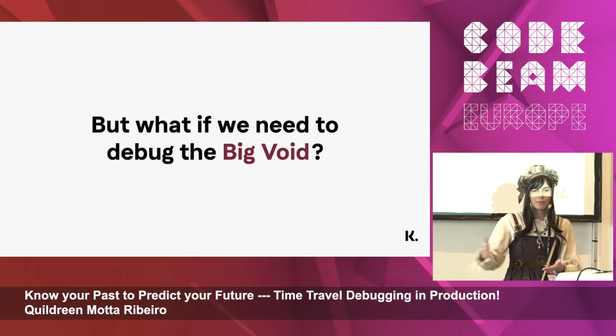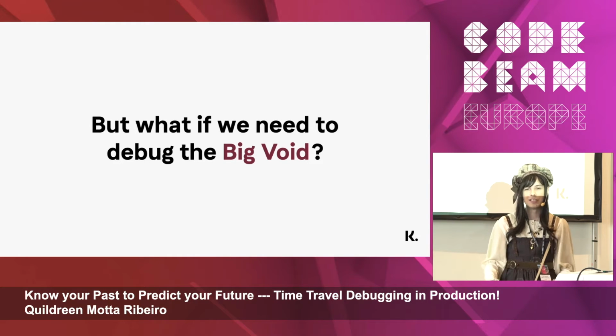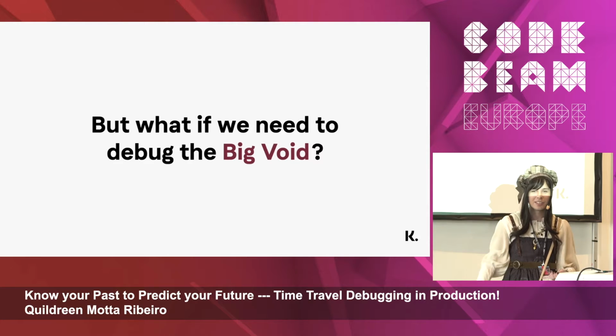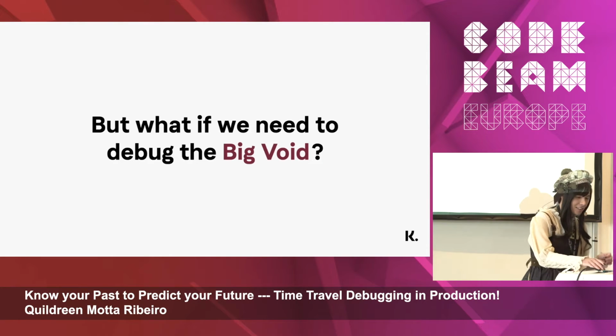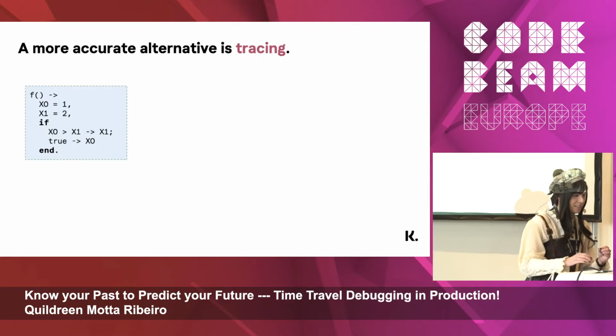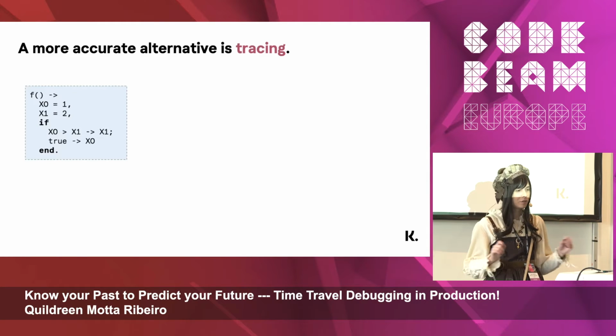And we need to be able to debug this without restarting the server and going to the customer and saying, hey, can you perform this action you took in the system like 3 months ago because I need to debug it? That makes no sense. So I need something more accurate. And the more accurate alternative is tracing.